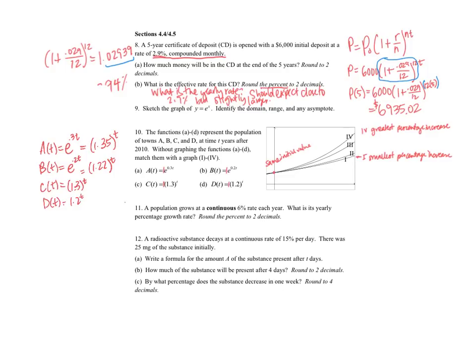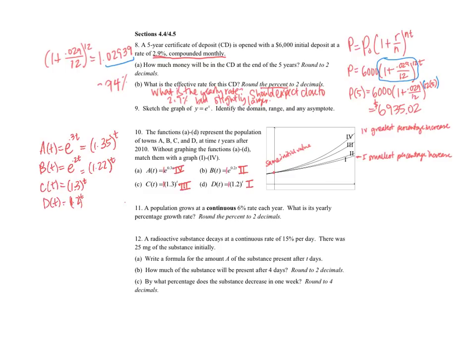Okay. And so if I want to put these in order, the smallest one would be the 1.2 to the t. So D is graph 1. The next one is the 1.22 to the t. That's B. Okay. The next one is the 1.3 to the t. That's graph 3. And the next biggest is the 1.35 to the t, and that is graph 4.